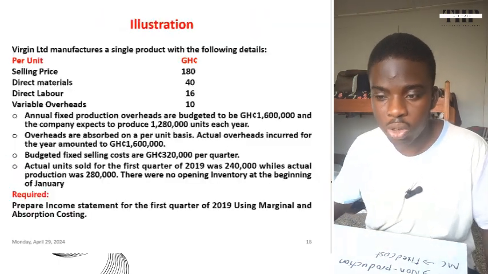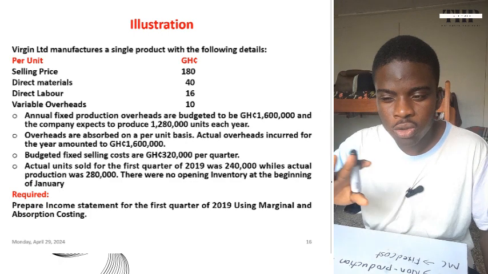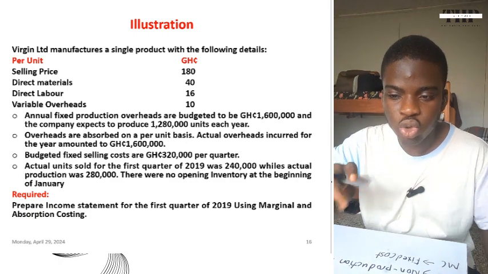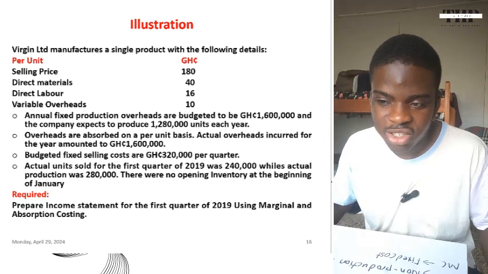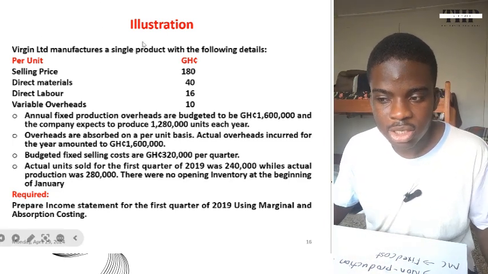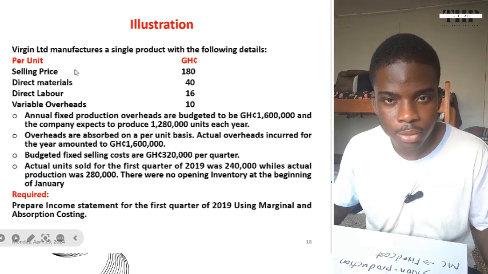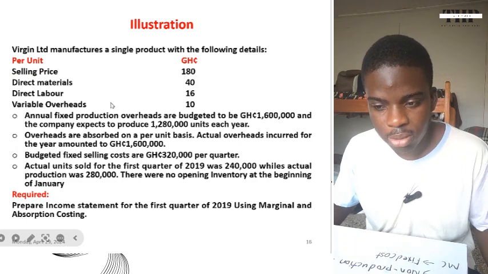So this is a question. I won't talk about this; let me just give a walk around it. Virgin Limited manufactures a single product with the following details. Selling price is 180 Ghana cedis per unit. Direct material, direct labor, 40, 16, variable overhead, and so on.